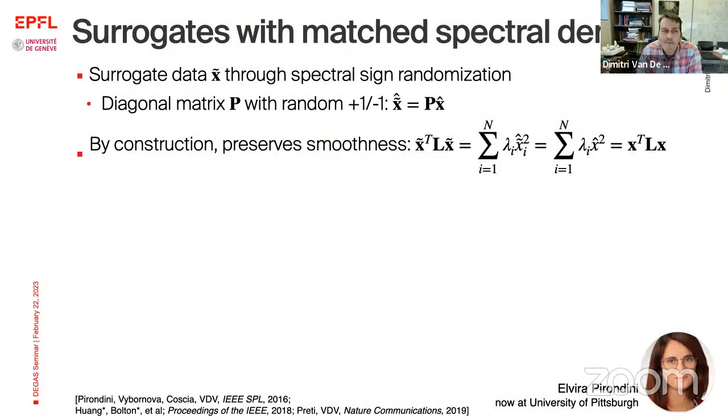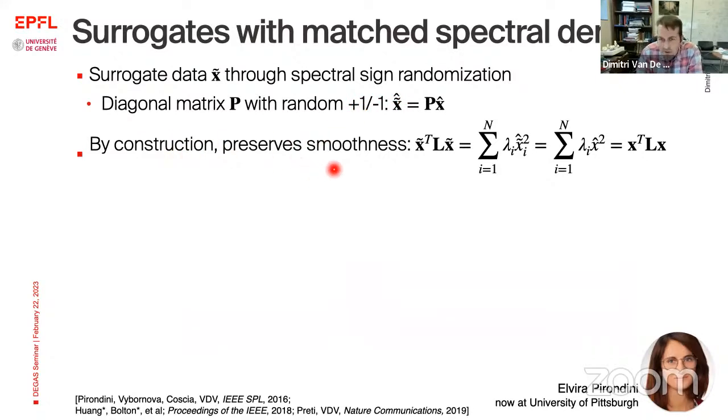Well, a very simple trick is to take our empirical graph signals, transform them in the graph spectral domain, and then randomize the sign of the spectral coefficients by multiplying randomly with +1 or -1. And so that gives us a surrogate spectral representation, which we can then reconstruct back in the original graph domain.